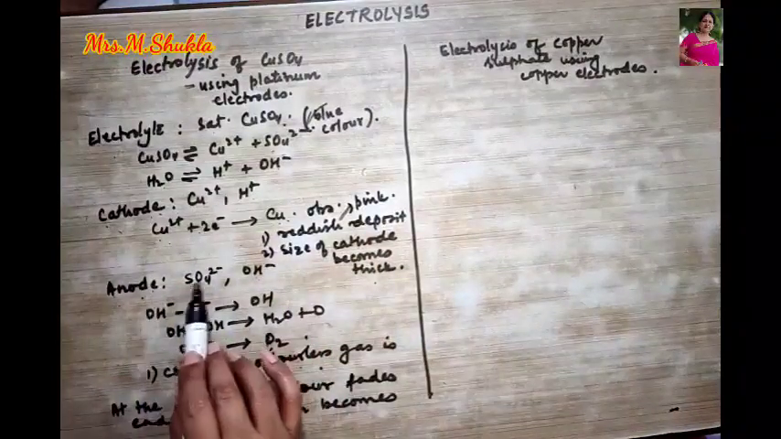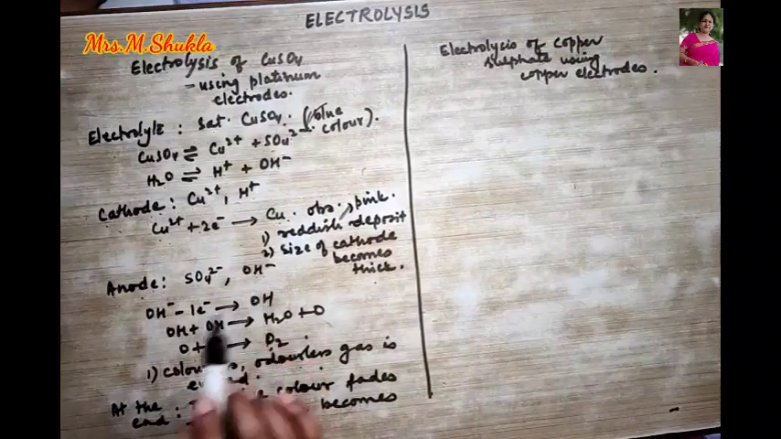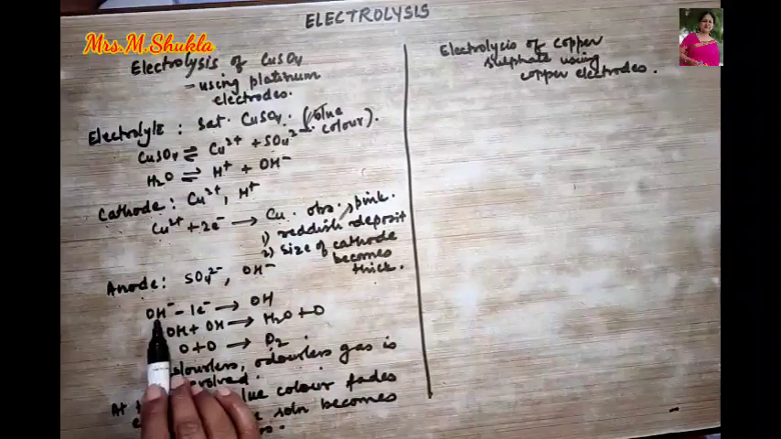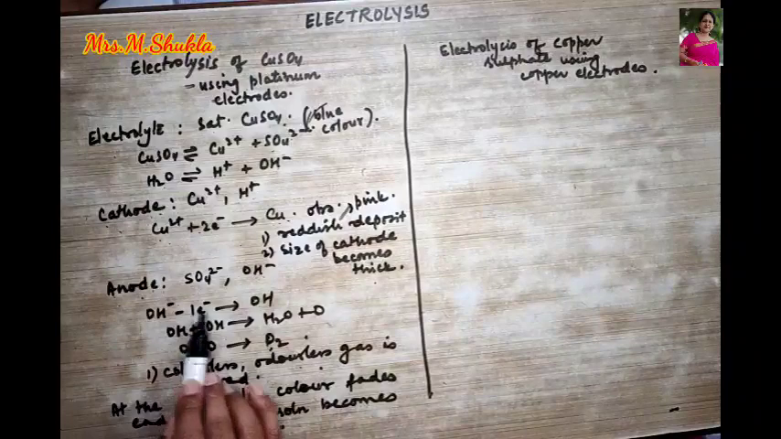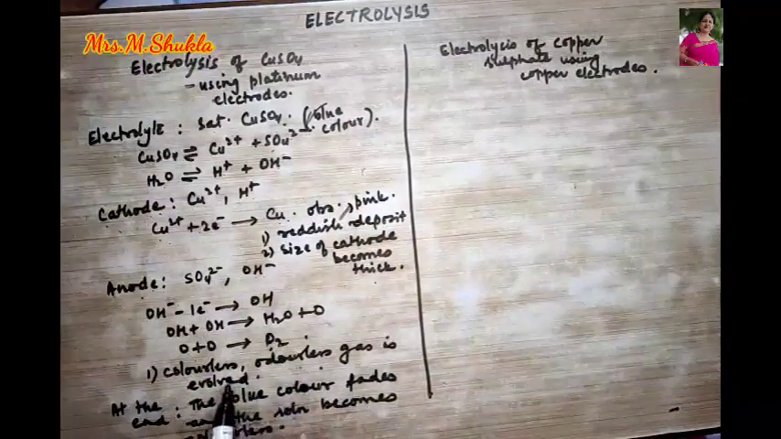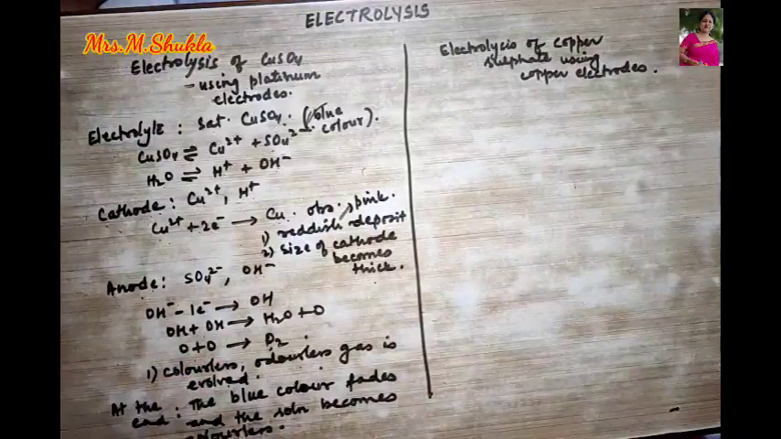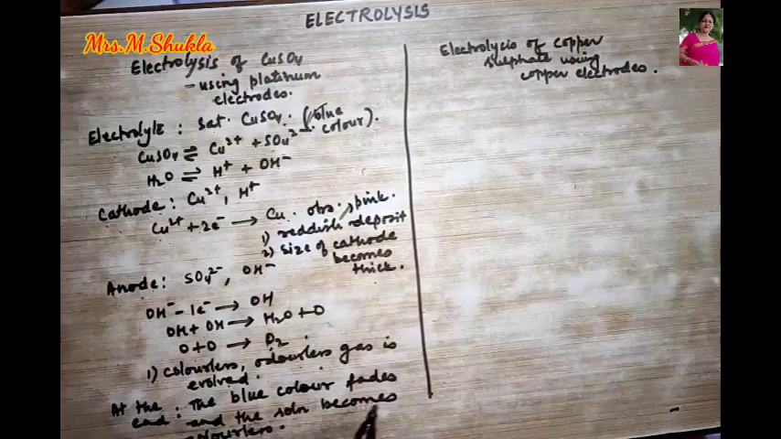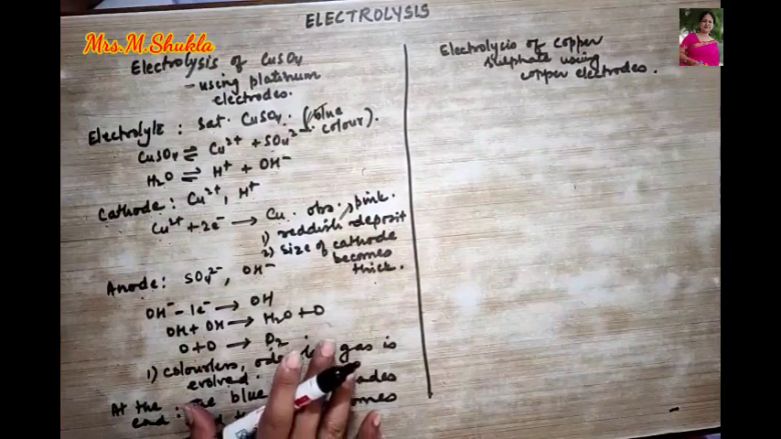Now at anode, sulfate ions and hydroxyl ions are there. So over here hydroxide ions are going to lose electrons and give out colorless, odorless gas that is observed at anode. So overall, what do you observe at the end? At the end we find that the blue color fades and the solution turns colorless. Clear? I hope this is very clear to all of you.